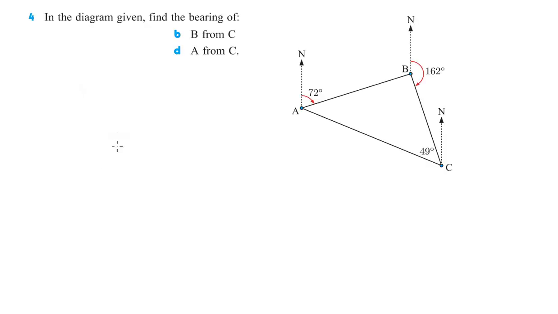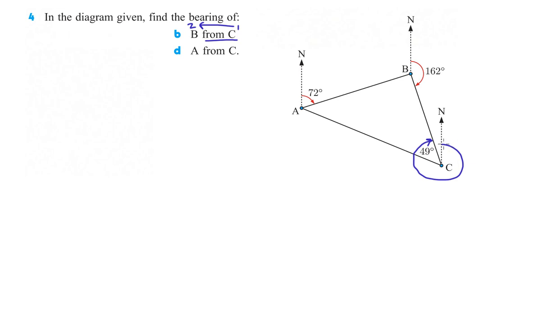Okay? All right, so let's take a look. Number 4, in the diagram given, find the bearing of B from C. So here's the thing. You always got to start with the from C. So this is first, and then you're going to that one. So really you're going from 1 to 2. So starting at C, due north, we want to go all the way back around here to B. That's how we do bearing.